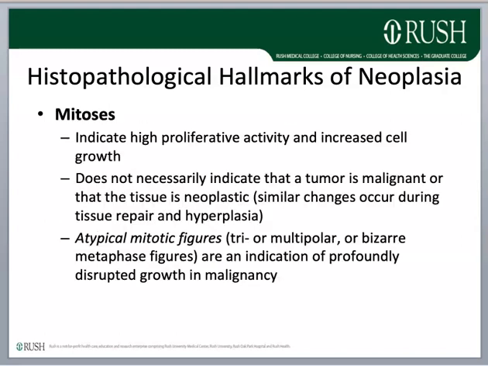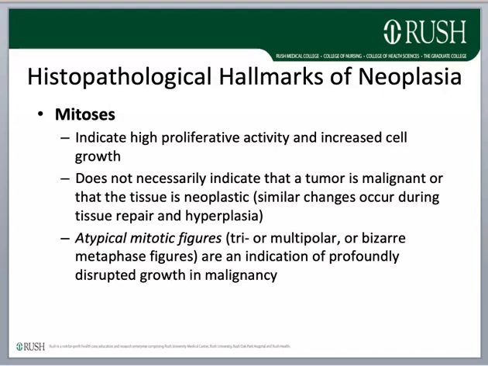Another hallmark of neoplasia is the histological recognition of mitoses, and this indicates a higher proliferative activity and increased cell growth in tumors. But remember, it doesn't necessarily indicate that a tumor is malignant or that the tissue itself is even neoplastic, because remember, way back with tissue repair and hyperplasia, you may have increased proliferative activity as a tissue attempts to repair itself, or you may have increased cell growth because of physiologic or pathologic hyperplasia.